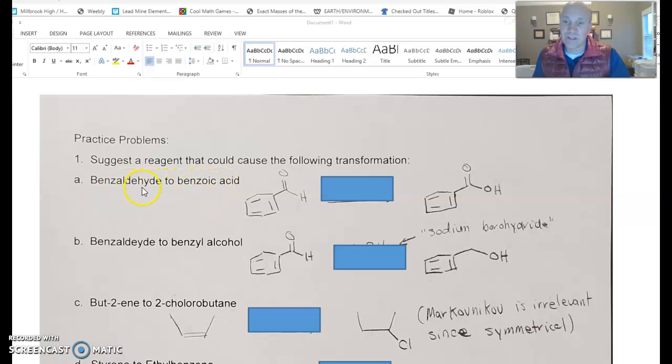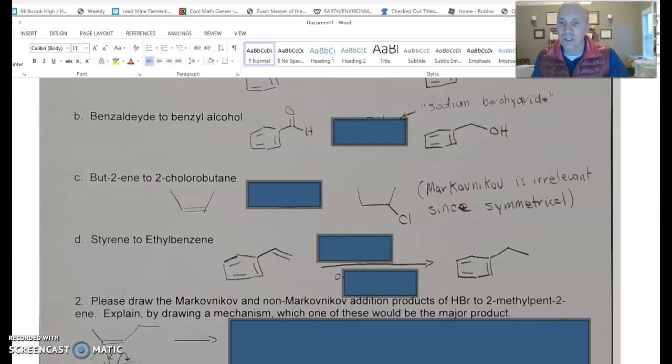All right, one bit of advice is that any time you have a transformation that's given to you as a name, definitely go ahead and write down the structure. Show the structure, and a lot of times that will be what gives it away. For example, this one right here, we're going from an aldehyde to a carboxylic acid. Whenever you're dealing with alcohol, aldehyde, carboxylic acid, ketone, things that involve carbon-oxygen bonds, one thing that should come to mind is either oxidation or reduction.